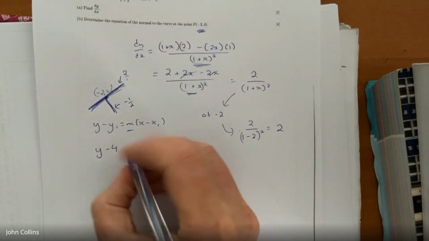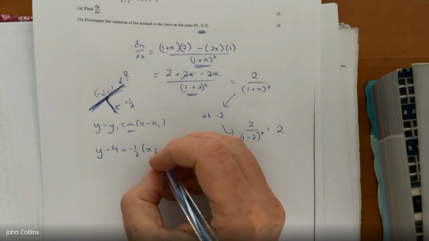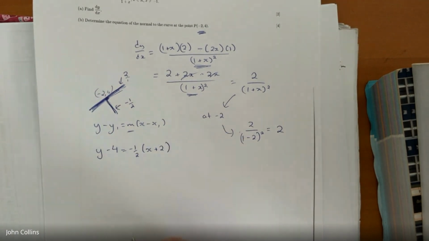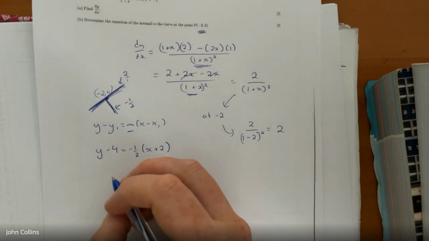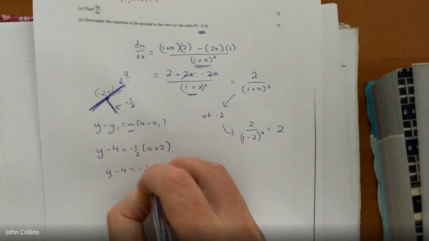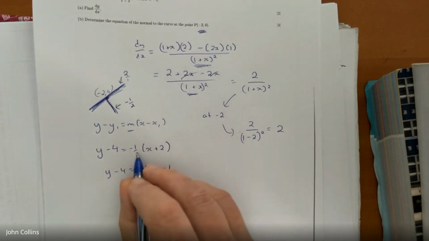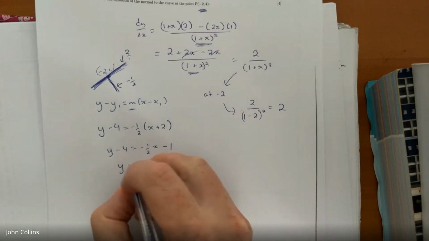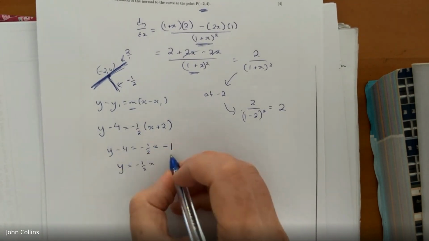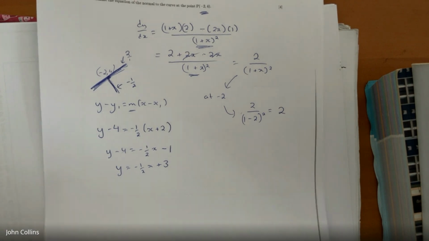y minus 4 is from the point here, minus a half, x minus x1, which from here is negative 2, so minus minus 2 is plus 2. And then I will rearrange. I'll multiply out first that bracket, so that's a minus a half x. Minus a half of 2 is just minus 1, I think. Half of 2 is 1. And then bring over the 4, becomes plus 4, so I get plus 3. Okay, and that's that done. Next question.